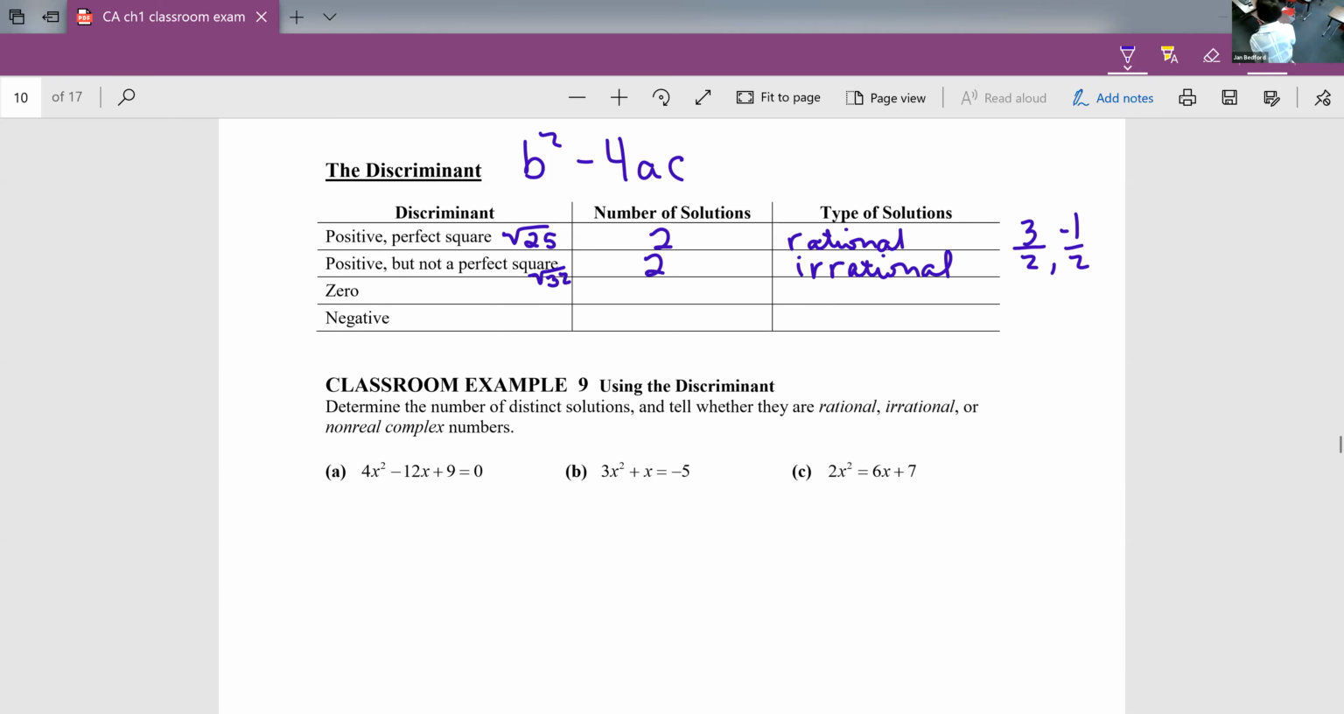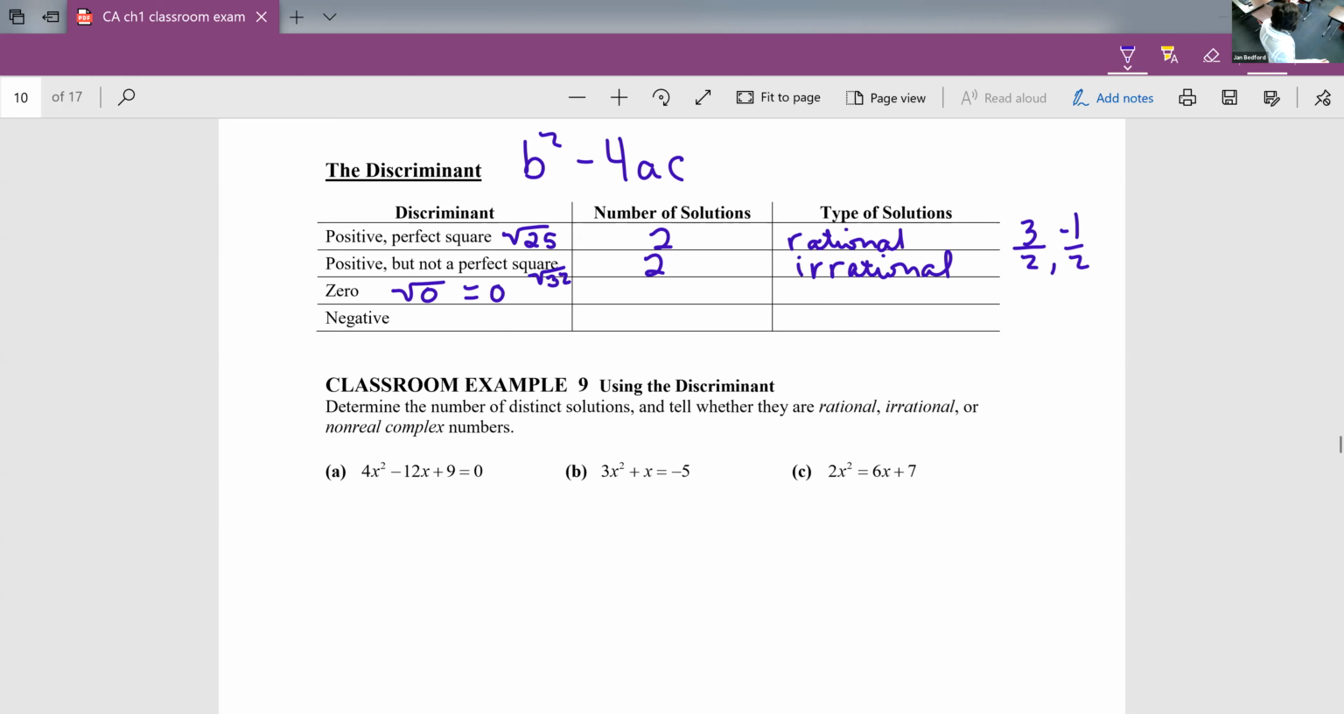Okay, so you're going to fill this in because you can go back and review it if you need to. And irrational simply means we still have a square root in the answer. Now, that's all the possibilities for positive numbers, right? It's either a positive perfect square or it's positive but it's not a perfect square. So the other option is, when we do b squared minus 4ac, we get 0. So if I've got the square root of 0, what is the square root of 0? Yeah, it's equal to 0. So I get some number plus 0 and some number minus 0. How many answers is that?